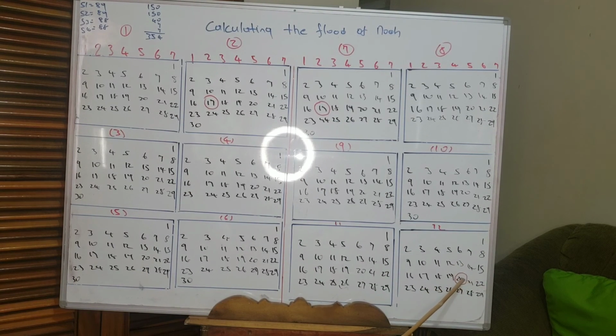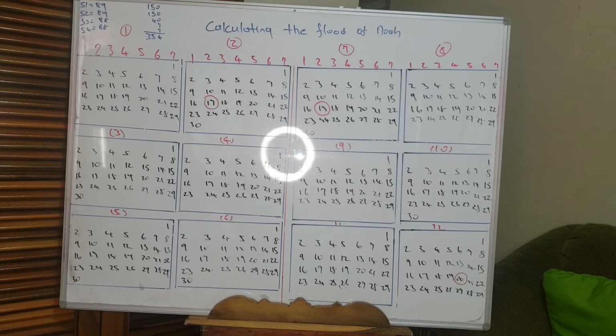Now let's count 40 days. 1, 2, 3, up to 40 brings you here, right? Now let's see what happens after that.